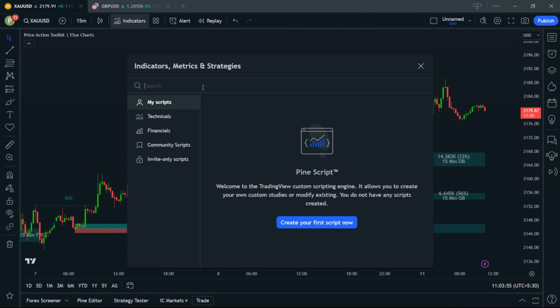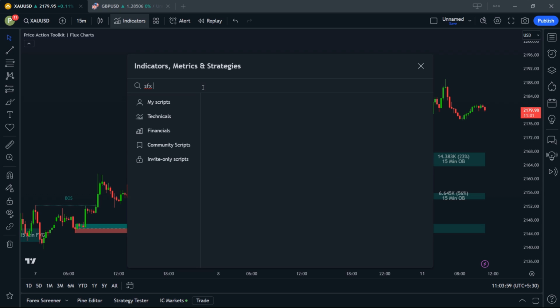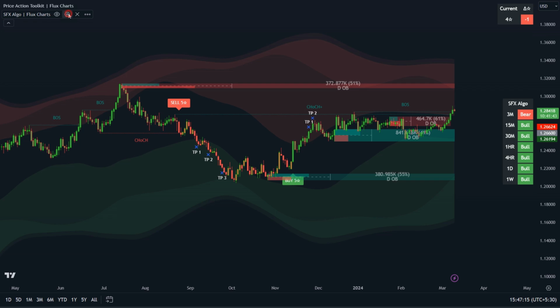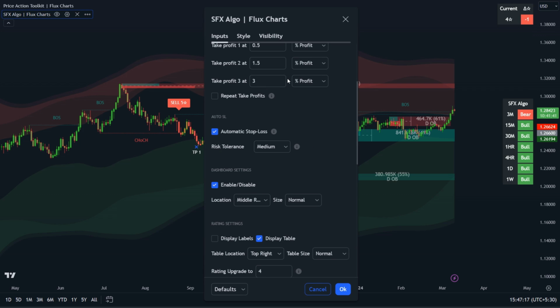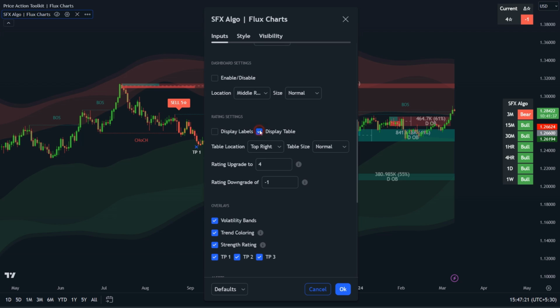Alright traders, ready to see this dream team in action? Today, we're combining the Price Action Toolkit with the SFX Algo Indicator by Flux Charts. Imagine having all this intel working together. Before we jump in, let's tweak the settings to focus on our strategy. For the SFX Algo, we'll disable things like the dashboard and volatility bands to keep things clean. We'll also turn off its profit signals.